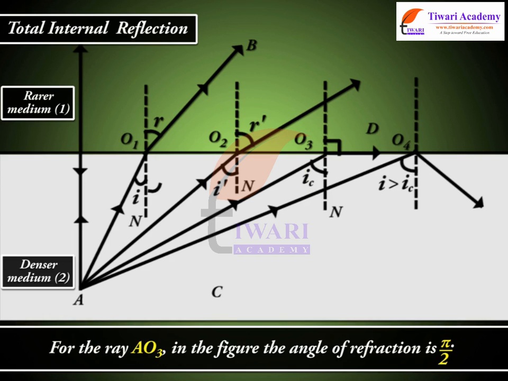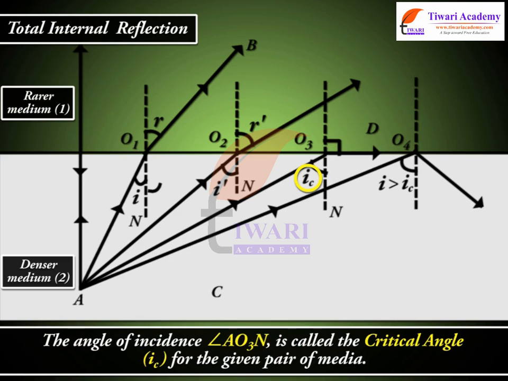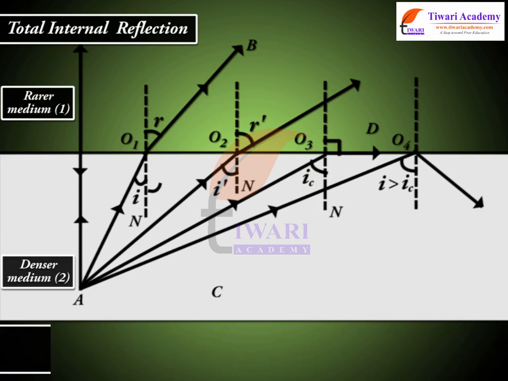For the ray AO3 in the figure, the angle of refraction is pi by 2. The refracted ray is bent so much away from the normal that it grazes the surface at the interface between the two media. The angle of incidence, angle AO3N, is called the critical angle iC for the given pair of media.